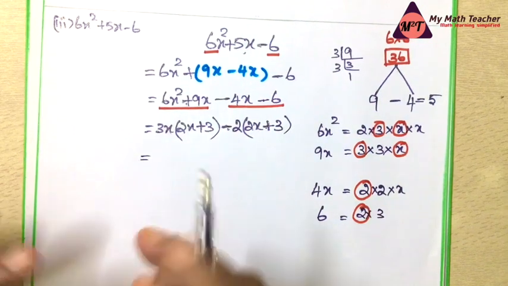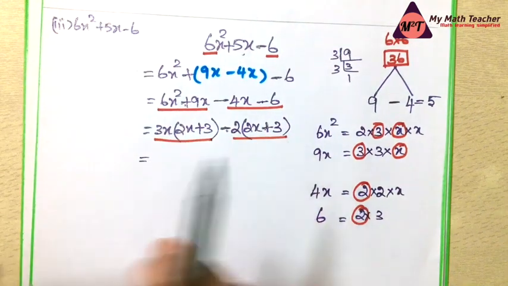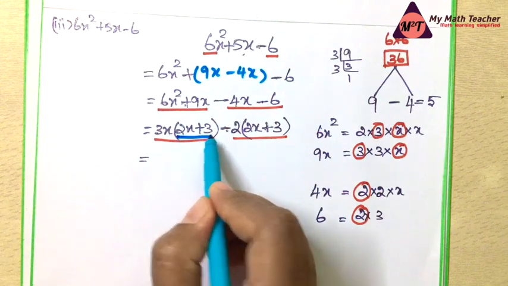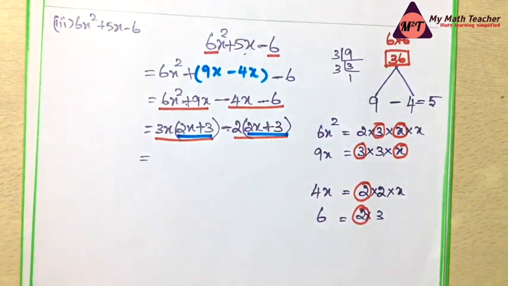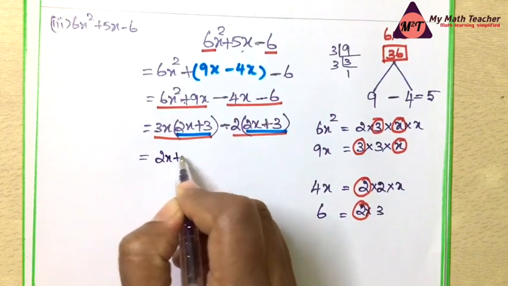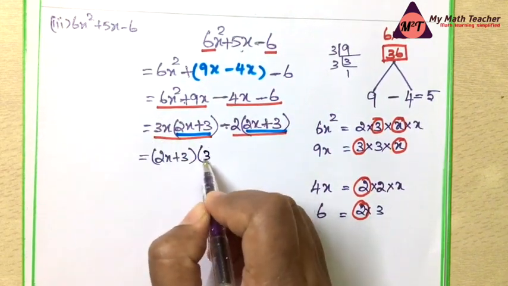Now again we have got two terms. What is common? Inside the bracket, which is 2x plus 3 and 2x plus 3. This is common here. Now take that as common. 2x plus 3 is taken as common. What will be remaining? It is 3x.